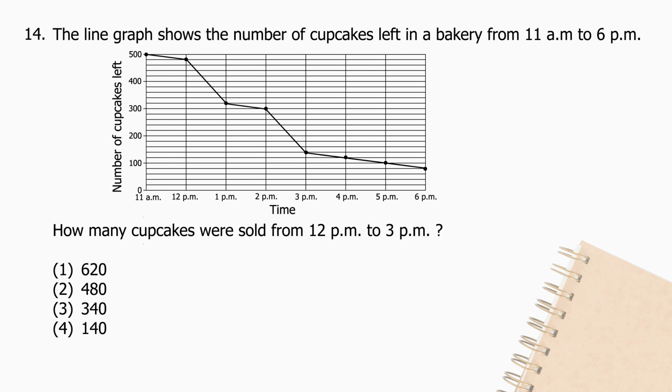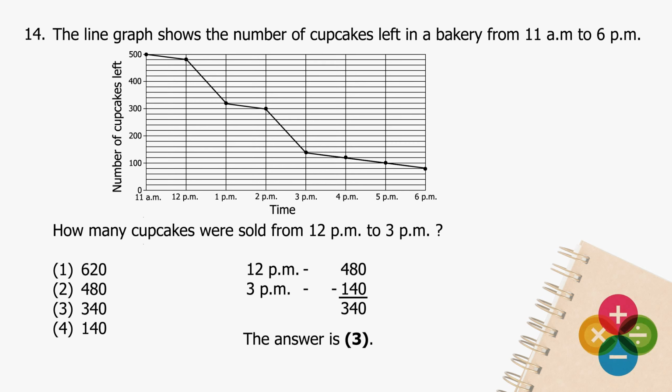Question 14. The line graph shows the number of cupcakes left in a bakery from 11 a.m. to 6 p.m. How many cupcakes were sold from 12 p.m. to 3 p.m.? There are 480 cupcakes left at 12 p.m. and 140 cupcakes left at 3 p.m. The difference between 480 and 140 is 340 cupcakes. The answer is 3.